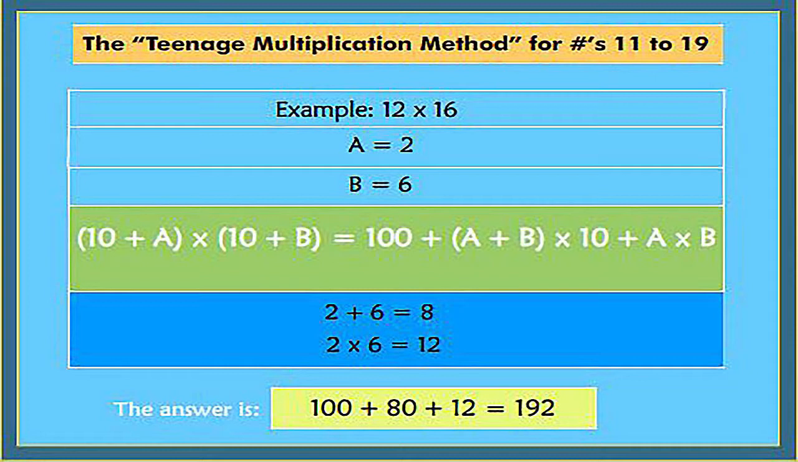12 times 16. 12 has the number 2 at the end, and 16 has the number 6. Add them up and you get 8. The sum is shifted one digit and becomes 80. Multiply 2 times 6 and get 12. The answer to this multiplication is simply 80 plus 12 plus 100. The answer is 192.